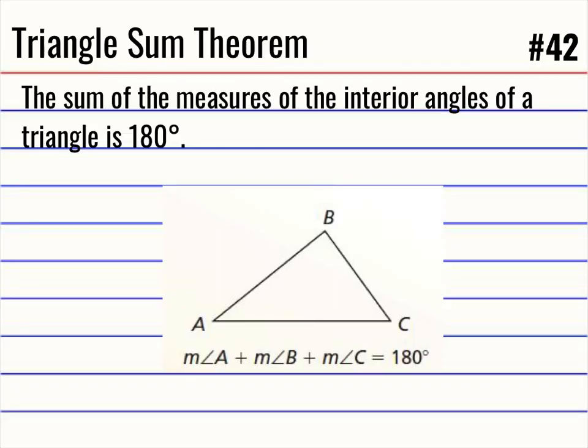So card number 42 is the triangle sum theorem. It simply says that the sum of the measures of the interior angles of a triangle is 180. So the measure of angle A, which is this angle, plus the measure of angle B, plus the measure of angle C is 180 degrees. Something I think you pretty much know, but remember, before we can make statements, we have to have a theorem behind it. And once we have proven the theorem, then that theorem is usable.